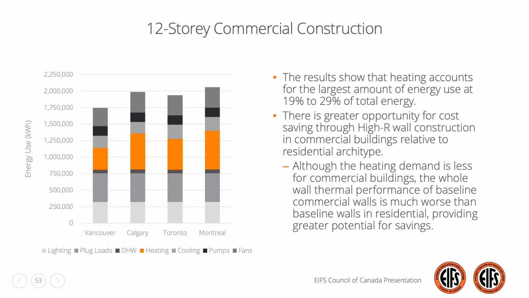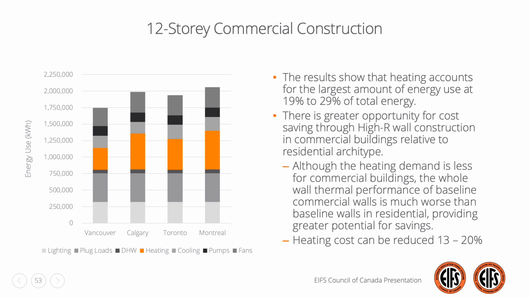Although the heating demand is less for commercial buildings, the differences between the code compliant wall and the high R wall are much more dramatic, and that translates to greater potential for savings. Indeed, the study shows that heating costs can be reduced by 13 to 20%, not insignificant if you were to look at it in a life cycle context of anywhere from 30 to 50 years.